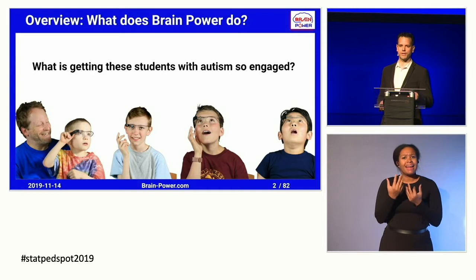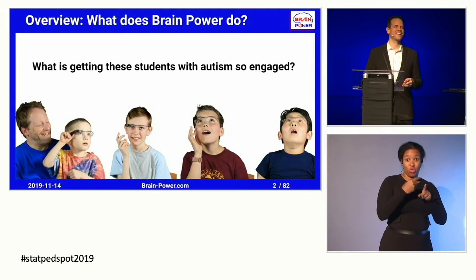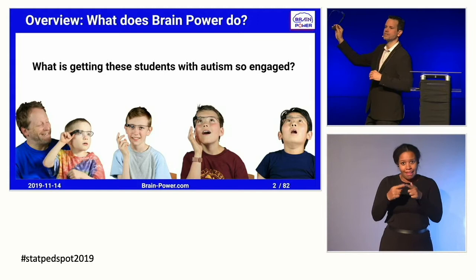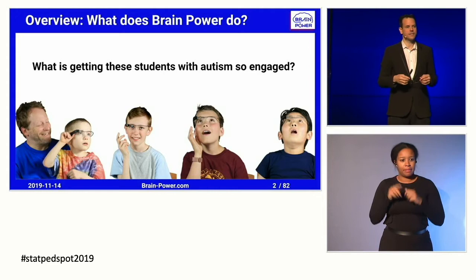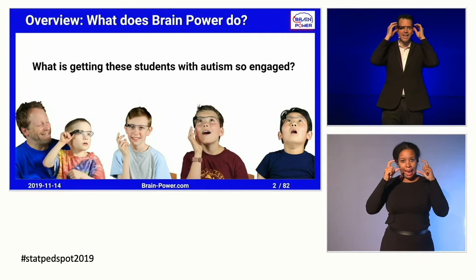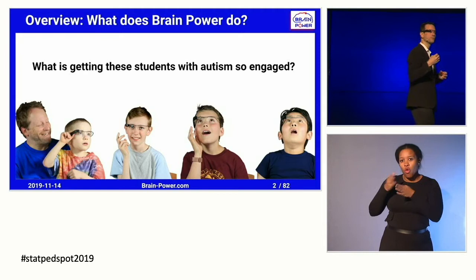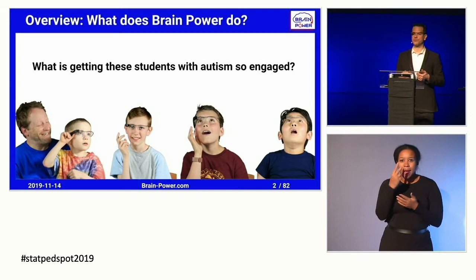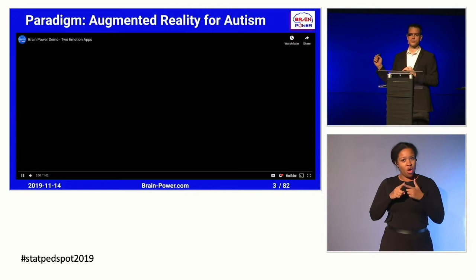And the simple answer, which I'll explain in detail, has everything to do with these computerized glasses, these augmented reality glasses. And in a simple way, a student puts on the glasses, interacts with the teacher, and gets points and rewards for pro-social behaviors like looking towards someone or controlling certain behaviors or understanding their emotions. So let's see this tiny teaser to explain this.